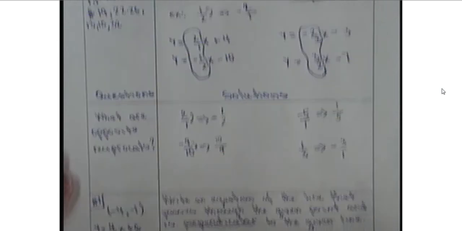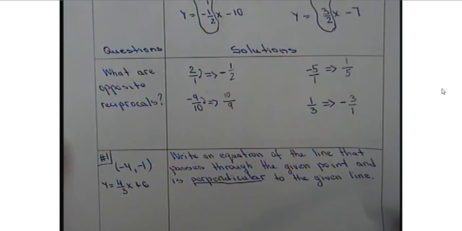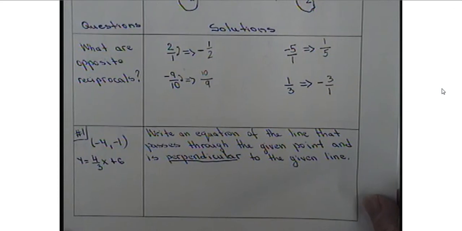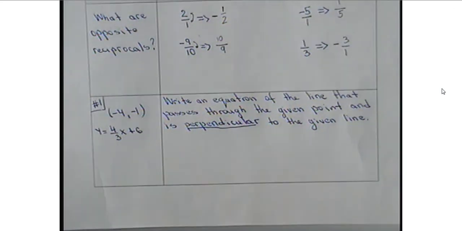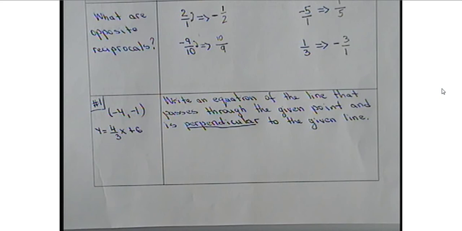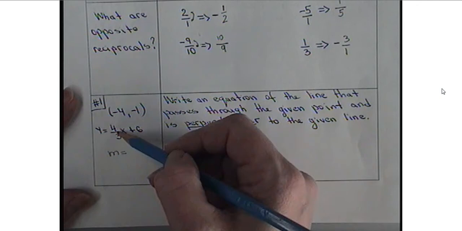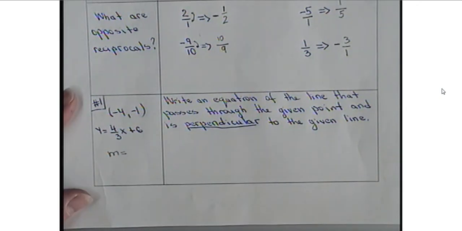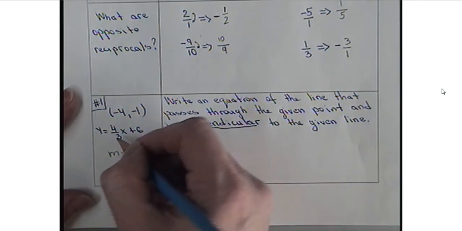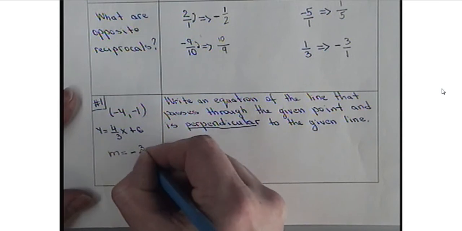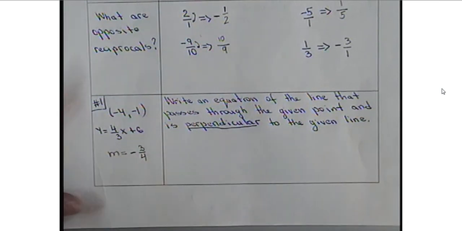Now the actual example: we have a given point and also the equation y equals 4/3x plus 6. Well, if you remember what we did in the previous video, we started with writing the slope. If the slope of this line is 4/3, then the opposite reciprocal slope for this will be -3/4. Well, that's the main thing. That's what you have to remember.